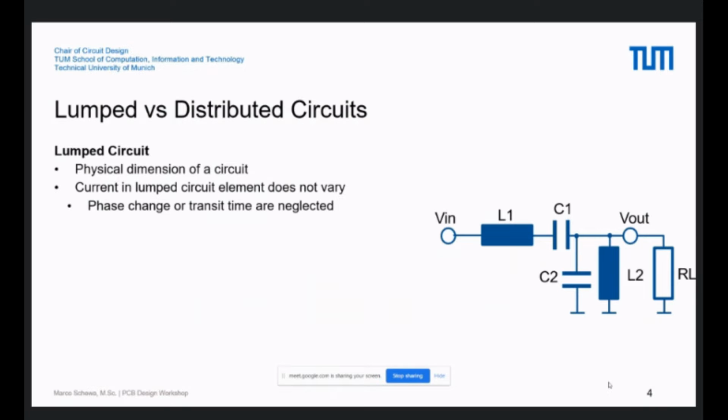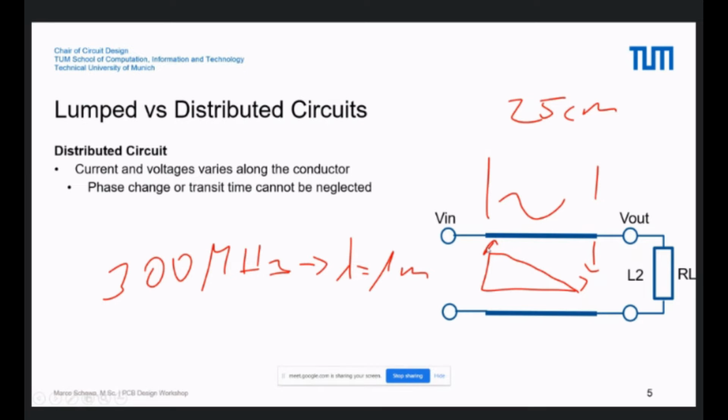Then I will shortly repeat it. So here on the right side, you see a lumped circuit. So it's inductors, resistors, and capacitance. And we have also the distributed circuit. This is here, for example, only a line. And in this example, I showed that, for example, for a 300 megahertz signal, so it means lambda is equal to 1 meter, and a 25 centimeter line, we have at each point a different current.